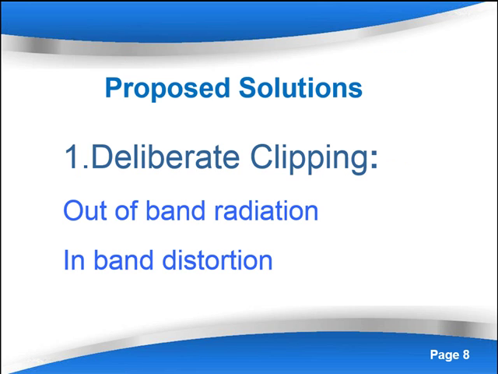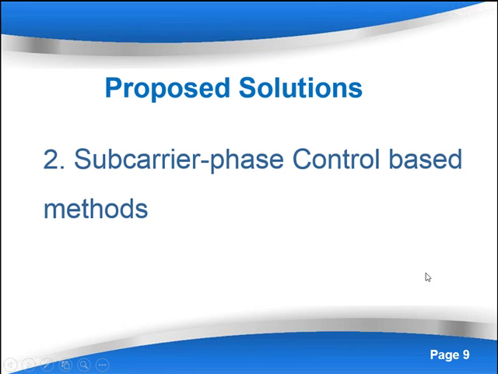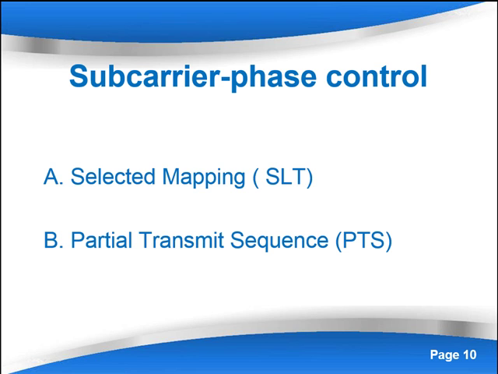As a solution to the PAPR problem in OFDM systems, several techniques have been proposed, such as deliberate clipping, subcarrier phase control-based methods, and coding. The deliberate clipping is a simple technique, however it causes out-of-band radiation and in-band distortion. Although filtering after clipping can eliminate the out-of-band radiation, it may cause considerable increase in the peak power. As subcarrier phase control based methods, selected mapping and partial transmit sequence techniques have been proposed.